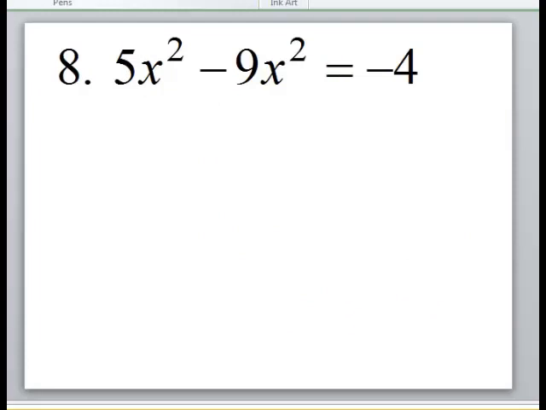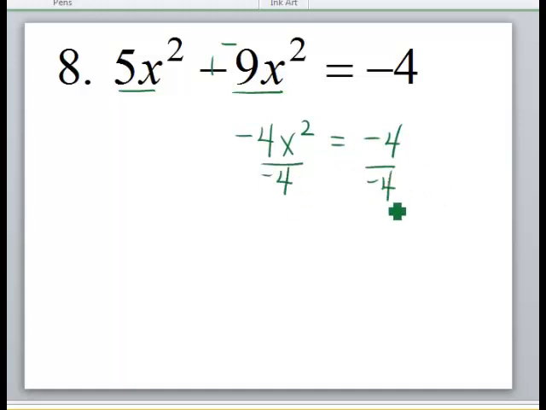The next problem looks a little different, but when I look at it closely, I notice I have like terms. So 5 and negative 9 give me a negative 4x squared. Then what I can do to get x squared by itself is divide by negative 4. x squared equals positive 1. Square root both sides. x is equal to plus or minus 1.